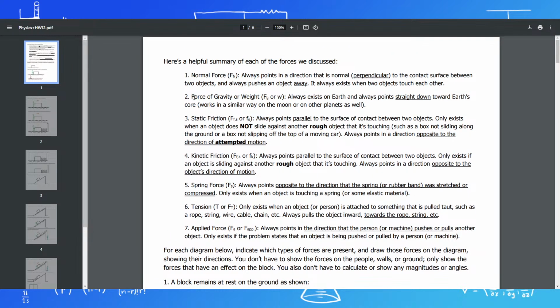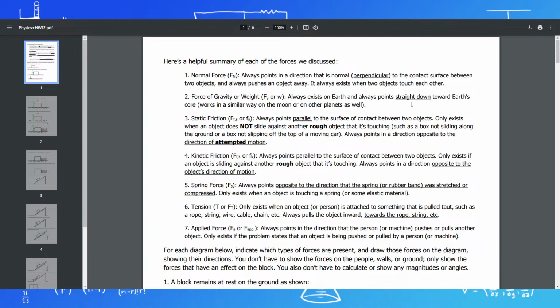Okay. Next up, we have the force of gravity, also known as weight, and this is why the colloquial definition of weight is not very helpful for studying physics. Weight is a force, not a mass. Always exists on Earth and always points straight down toward Earth's core. Works in a similar way on the moon or on other planets as well. So you don't just have weight on Earth, you have weights on the moon, on Mars, on Venus, wherever.